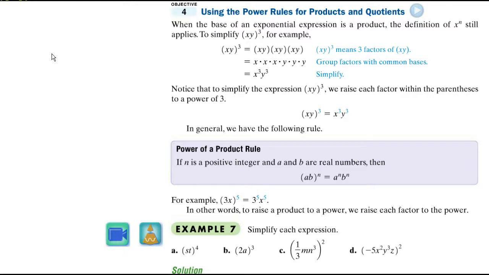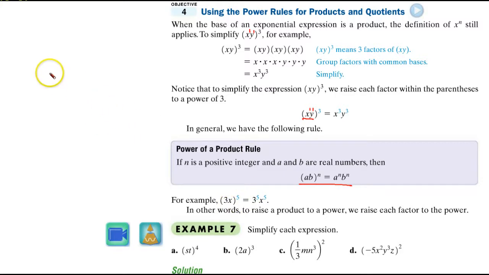Now, suppose there's more than one item in a parenthesis. Well, for something like this, just imagine there's a 1 by each of these variables. So it's 1 times 3 is 3. 1 times 3 is 3. This is what you get. So the rule is, when you have something like this, the exponent then applies to each of these factors. And here they're showing you this rule. Power of a product rule.